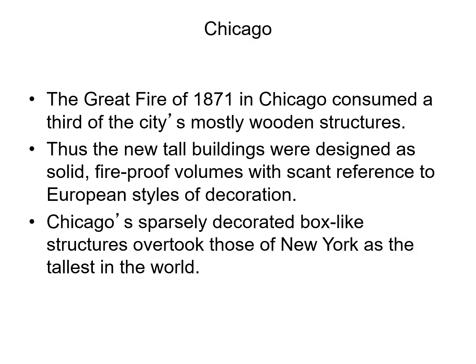The Great Fire in Chicago of 1871 consumed a third of the city's mostly wooden structures. Thus, new tall buildings were designed as solid, fireproof volumes with scant reference to European styles of decoration. Chicago's sparsely decorated box-like structures overtook those of New York as the tallest in the world.